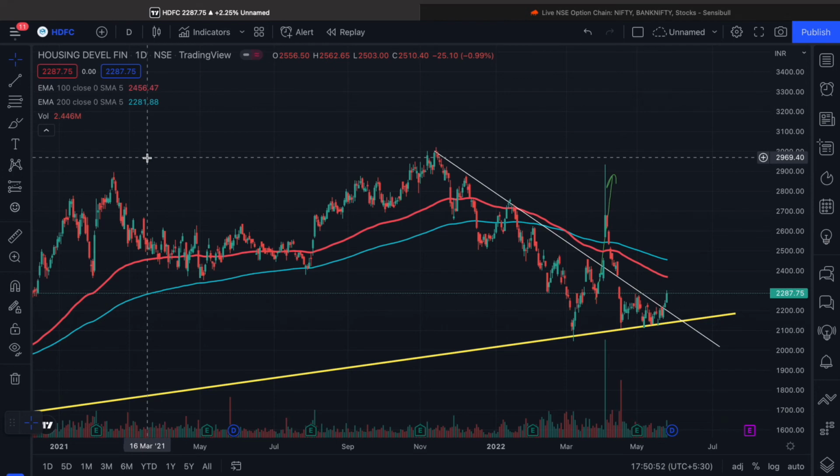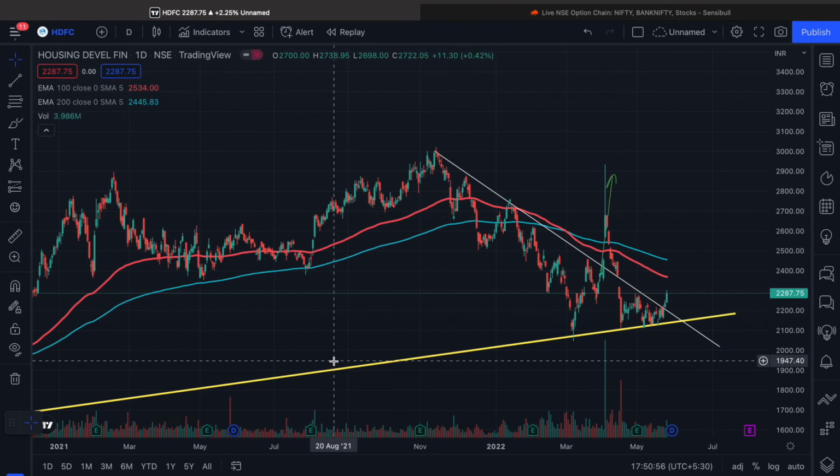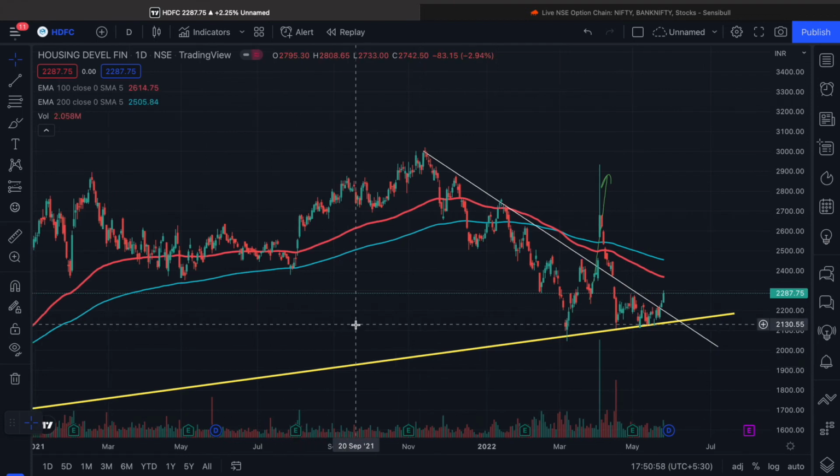So we don't actually have to look at the HDFC Bank or the ICICI Bank, right? Or any other big banks, right? We don't actually have to look at them as of now because Bank Nifty is supporting, right? Bank Nifty is bullish, so it will definitely help Nifty.